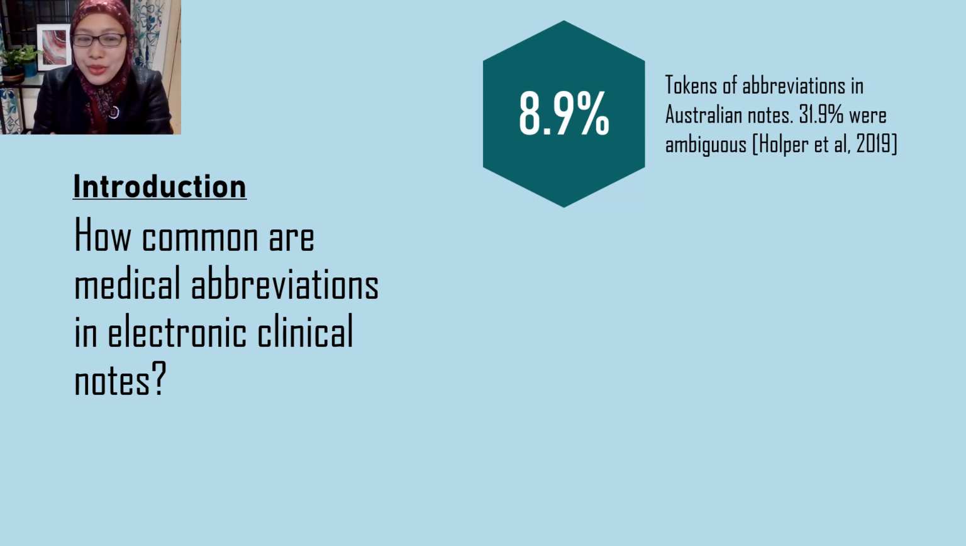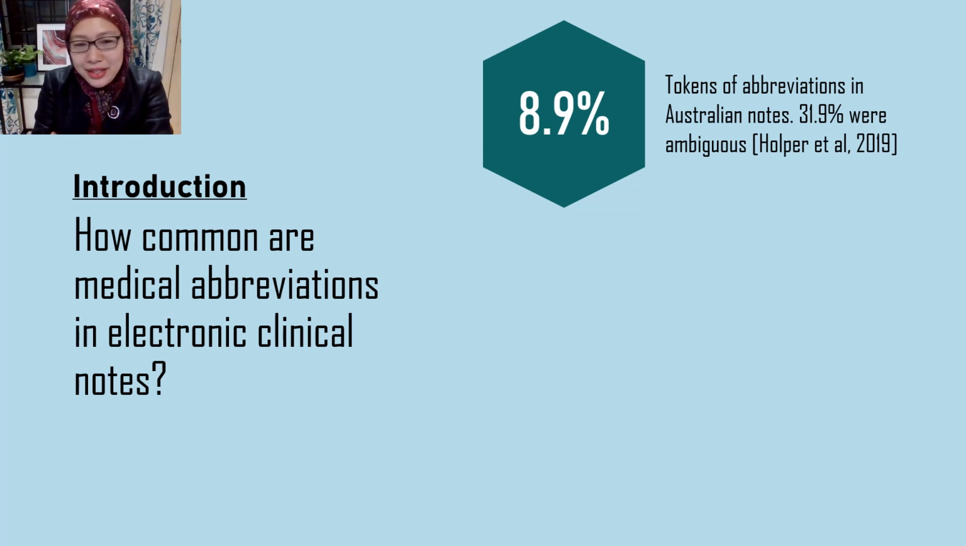Let me explain to you what ambiguous means. Ambiguous is when, in this context, one abbreviation can mean several things, and this is very common in the medical field, especially when we share the same abbreviations across multiple disciplines.